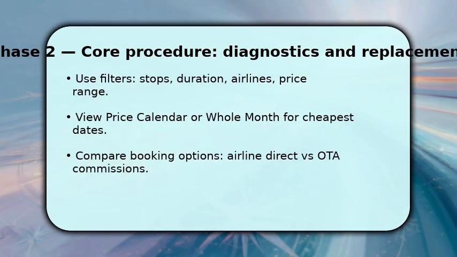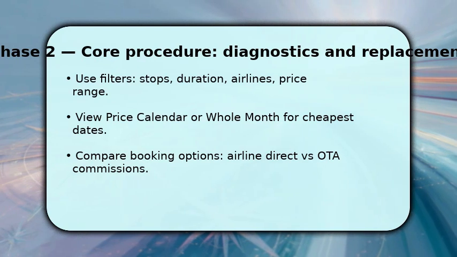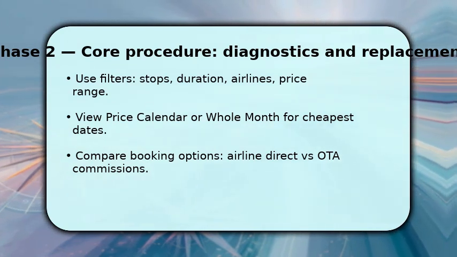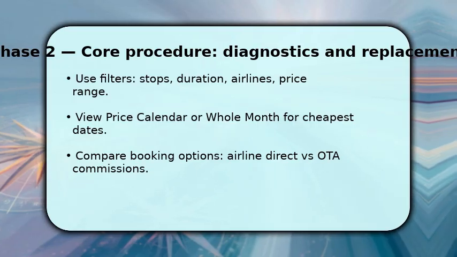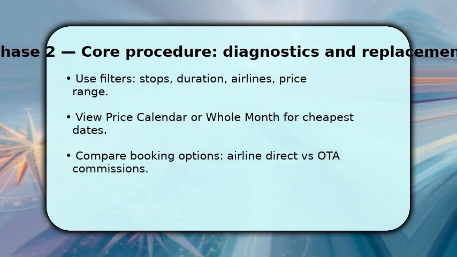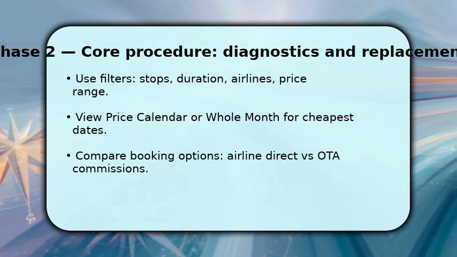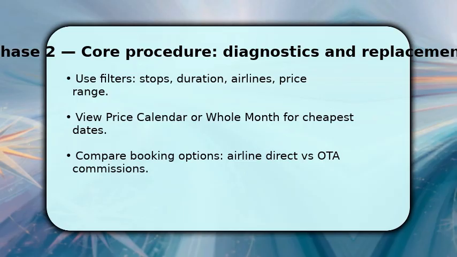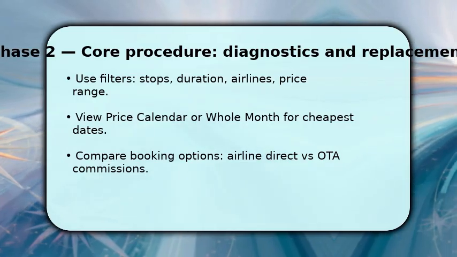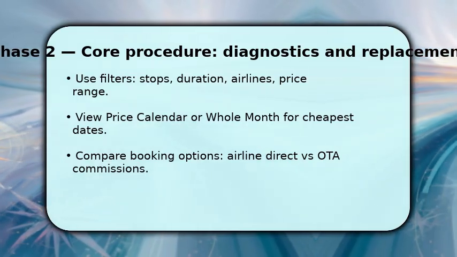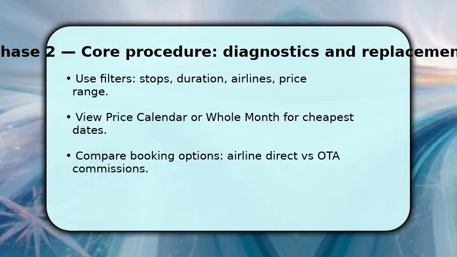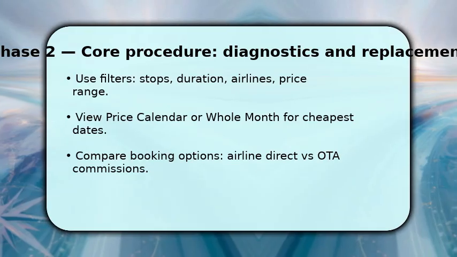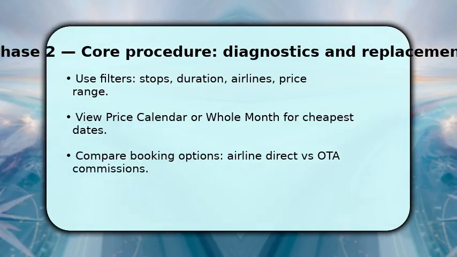You now refine results to match priorities. Apply filters for nonstop flights, max duration, or preferred airlines. Check the price calendar or whole month view to spot the cheapest departure and return dates. That often saves more than picking a single day. Click a flight to inspect times, layovers, and baggage rules. Then compare booking options shown. Airline direct usually means clearer support, while online travel agencies can be cheaper but add complexity. Weigh cost versus reliability before proceeding.